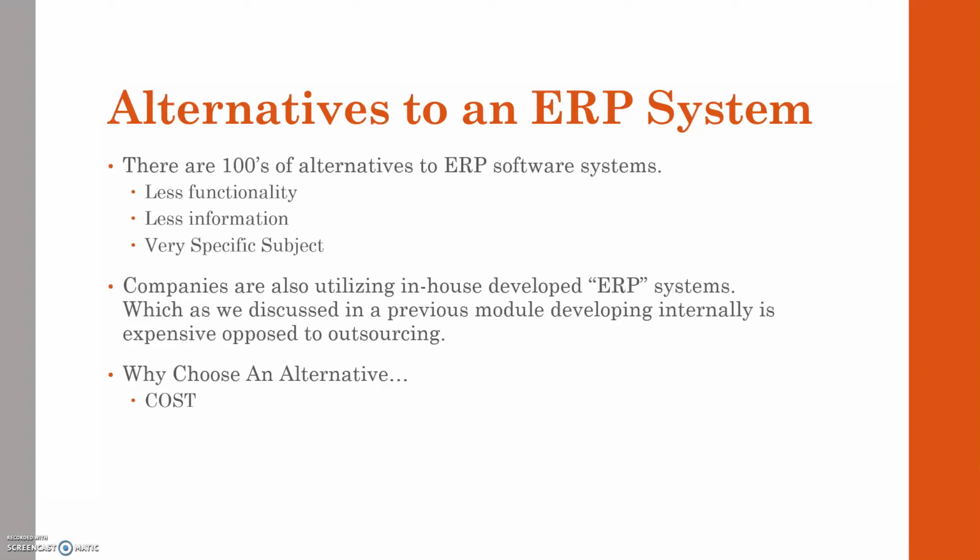So why would a company choose an alternative? Most of the time, it's going to be based on cost, and they only want the functionality of just one or a few aspects of the software system, so they would purchase a smaller, scaled back version.